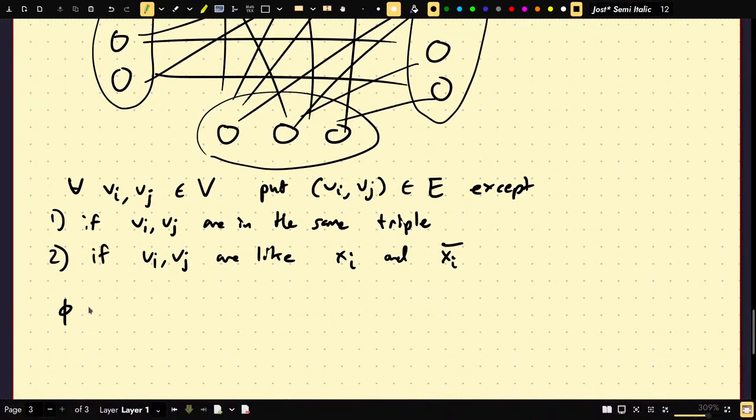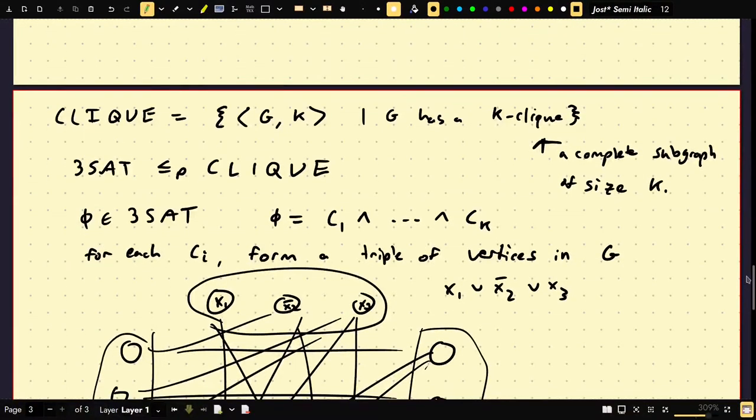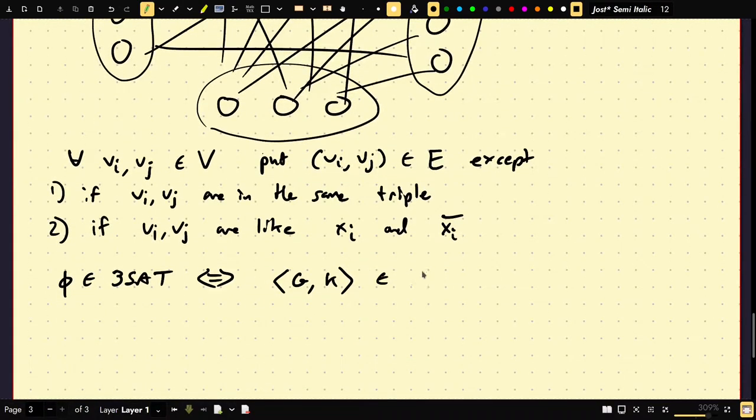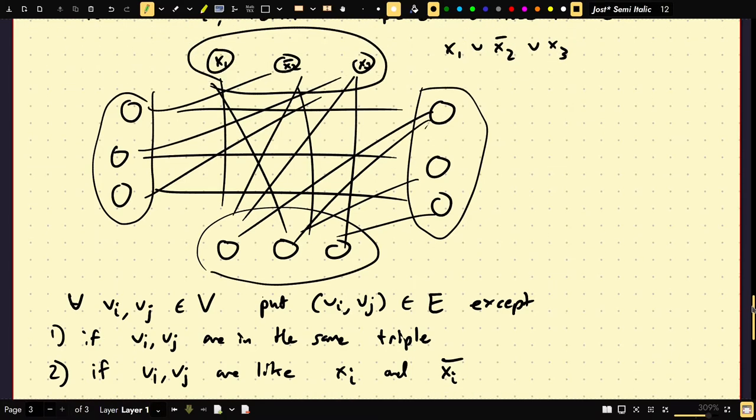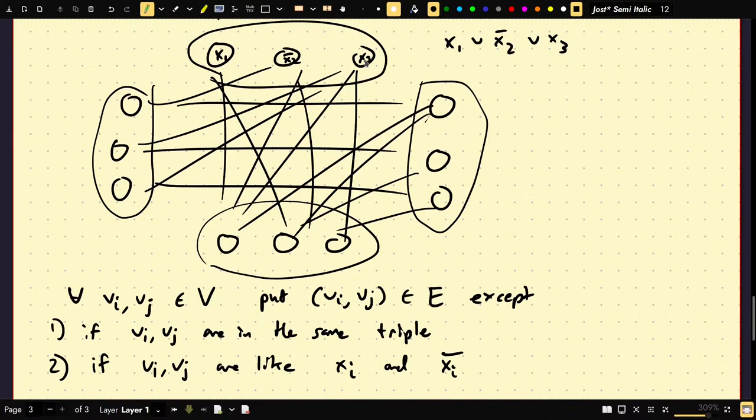Now, I claim that phi is in 3SAT if and only if this graph and K, where K is the number of triples, so we have a clique of size K, is in clique. So what's our proof? Suppose that this formula in 3SAT had a satisfying assignment. That means in each clause, some element was true. So then pick that set of vertices corresponding in the graph G. That will form a clique. Those are exactly K vertices. Let's suppose two elements of a clause were true, then you just pick one arbitrarily. It actually doesn't matter. Say this one and this one. Whatever, those will form a clique.